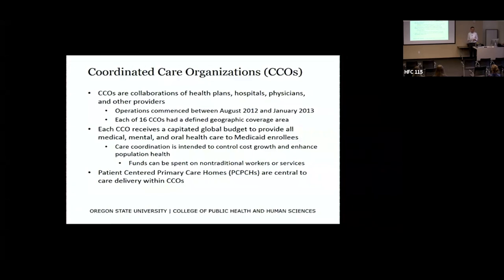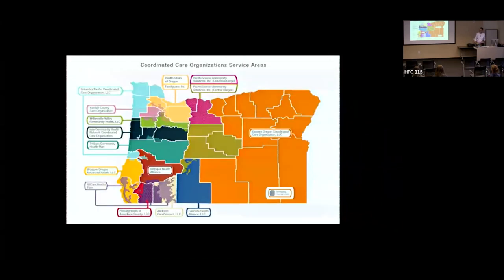Operations of the CCOs commenced anywhere between August of 2012 and January of 2013. So there were 16 CCOs, and they all started operation about that same time. And they received a capitated global budget for physical, oral, and mental health services. So I think the map is really quite important for understanding CCOs.